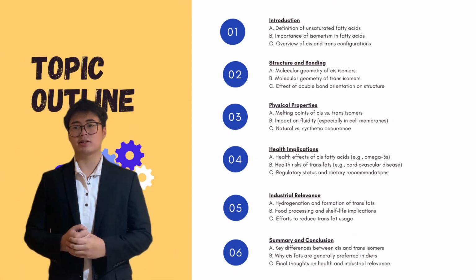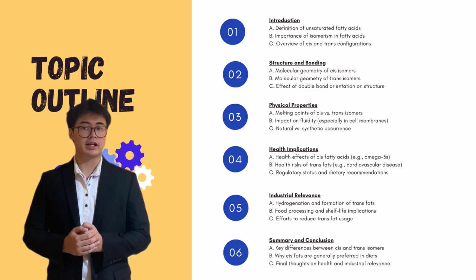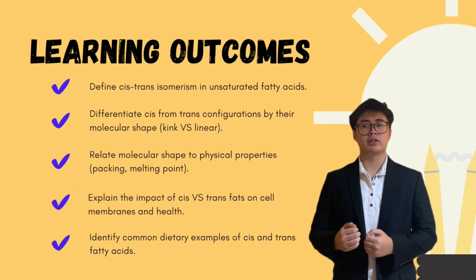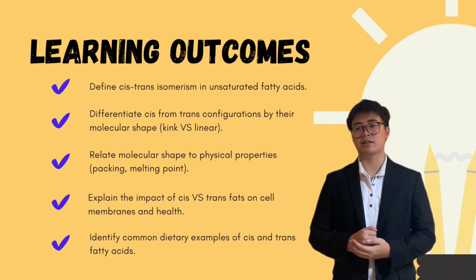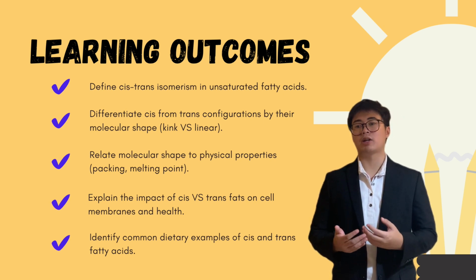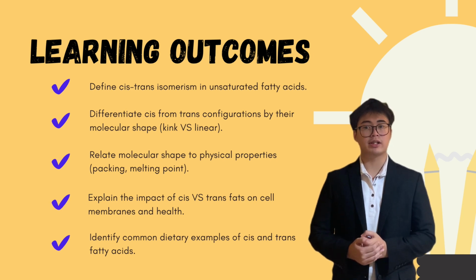Today, we'll be discussing the structure and bonding of fatty acids, the physical properties of fatty acids, its health implications, and lastly, the industrial relevance. By the end of our lesson, you'll be able to define cis and trans isomerism in unsaturated fatty acids, differentiate cis from trans configurations by their molecular shape, relate molecular shape to physical properties, explain the impact of cis versus trans fats on cell membranes and health, and identify common dietary examples of cis and trans fatty acids.